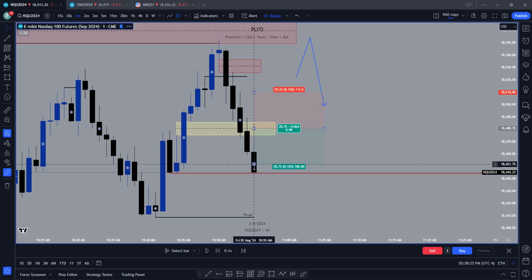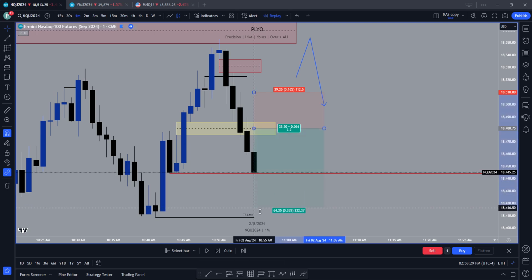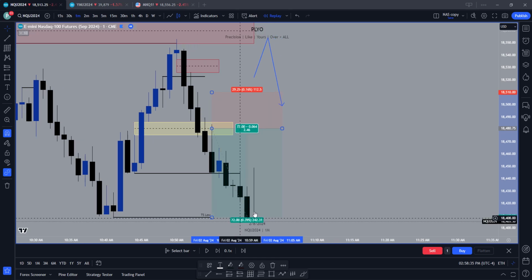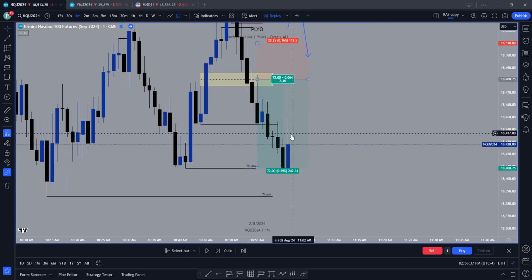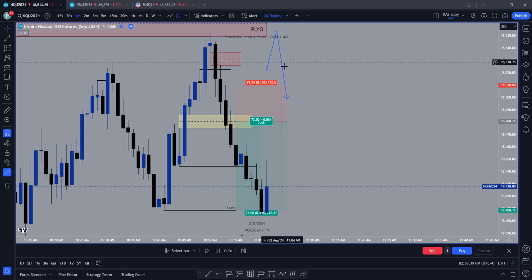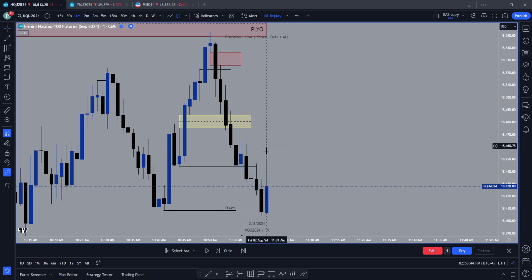and then you would target the equal lows for 35 points. Still a positive trade, and then you could easily target the turtle soup low for 72. And that's exactly what we did. And this is a trade that I actually took, guys, too. So, the framework is still being met.